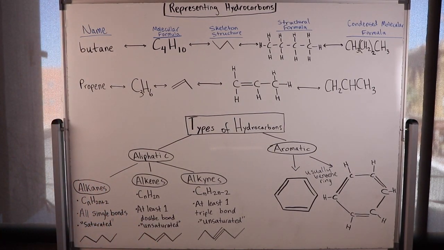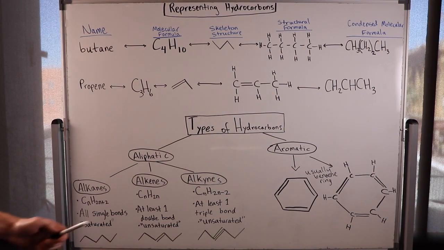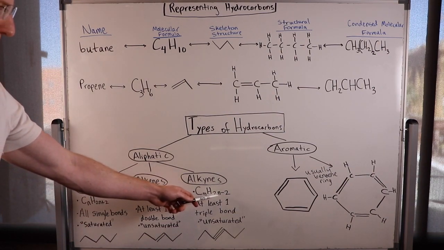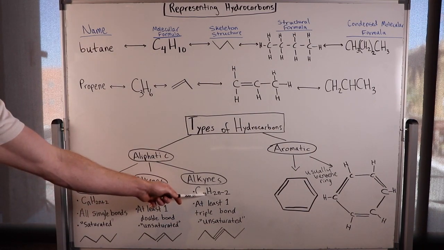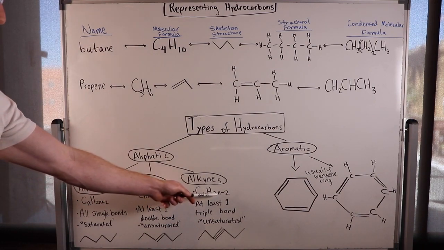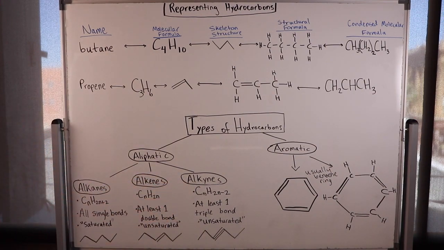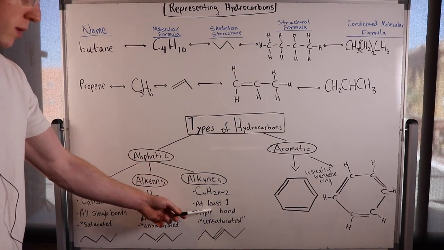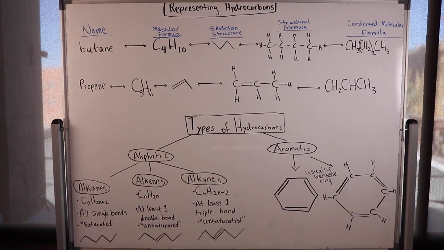Finally, alkynes. Again, these are made up of all C's and H's, and the general formula is CnH2n-2. So for example, let's say we had C10, so n is 10, that means the H's would be 2 times 10, or 20, minus 2, so it would be C10H18 if we had 10 carbons. And in alkynes, there is at least 1 triple bond, and again, they are unsaturated because the carbons are not bonded with as many hydrogens as they could be.